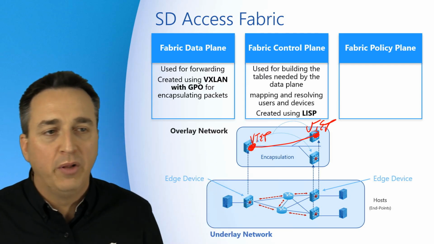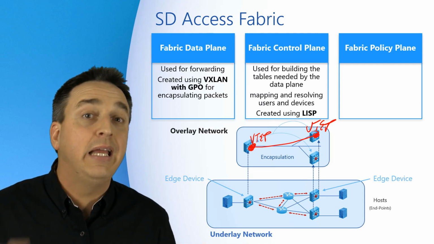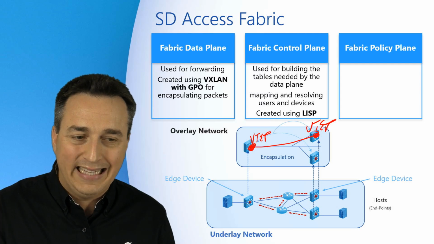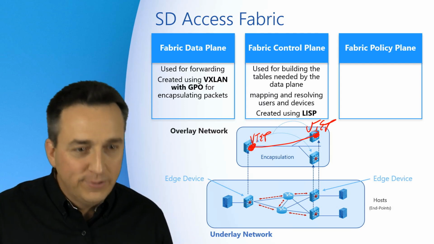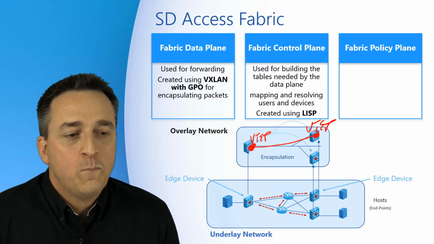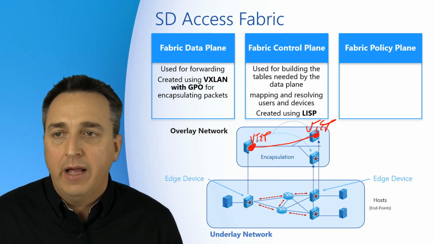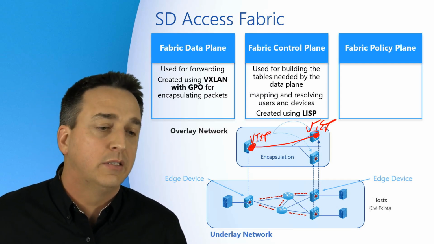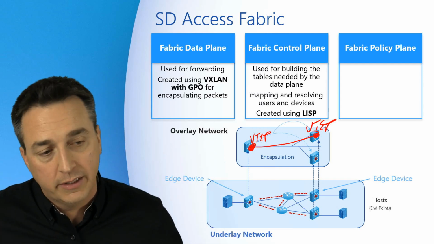What about our control plane? Right, so our control plane is going to be Lisp. Now, what is the control plane that we're going to use in our underlay? We're still using things like IS-IS, gRPC, OSPF, BGP for the routing process. Well, in the control plane for the Fabric, we've got Lisp that we're using.